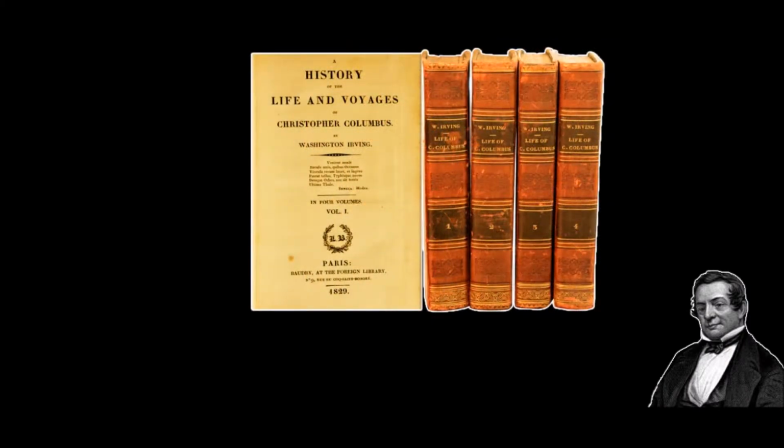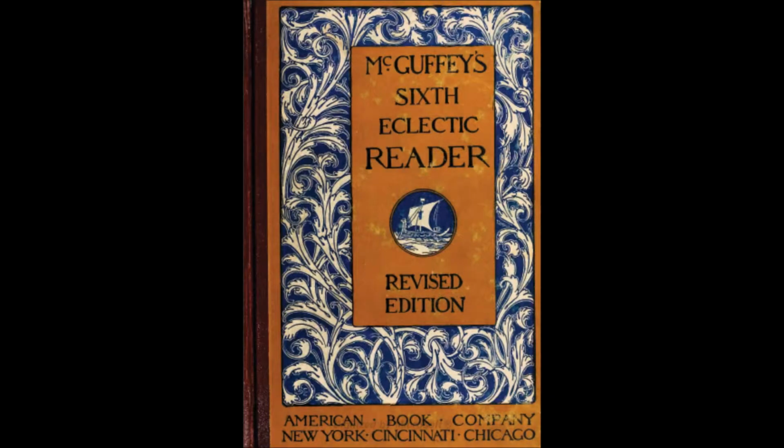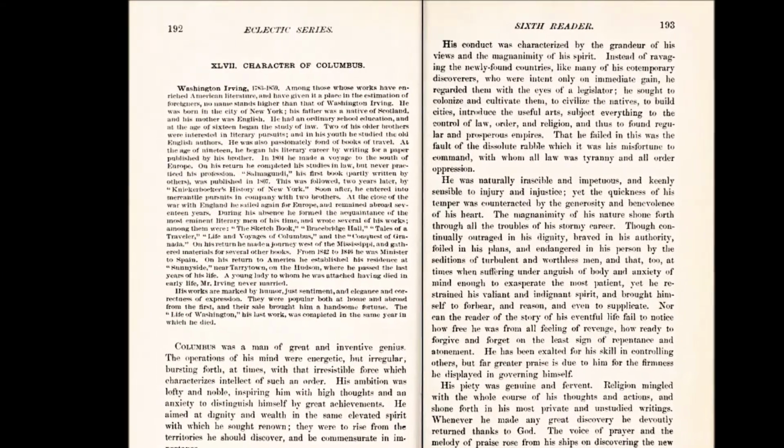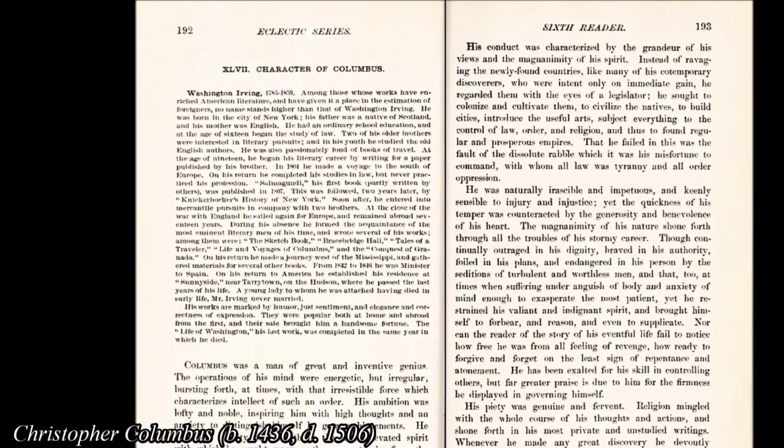But his massive work, 4 volumes of the life and voyages of Christopher Columbus, cannot be denied its value to any historical study. He was there in Spain and combed through all the documents that were newly released, and his research and writing should be acknowledged. McGuffey therefore included the excerpt, Character of Columbus, in his 6th reader, and this note.